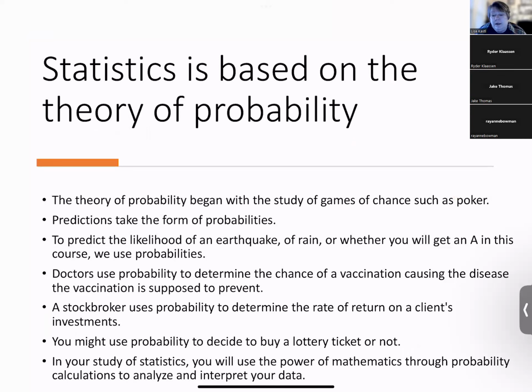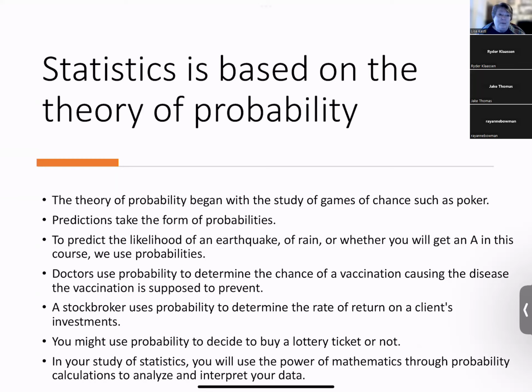Statistics is based on the theory of probability. It started with games of chance. I think about 99% of mathematics is fairly practical. There are theoretical mathematicians out there, and they're way smarter than me. But most of the time, whatever was developed was because there was a practical need for it. So statistics is one of those things that there was a practical need for.